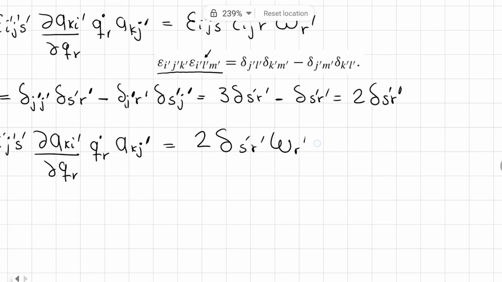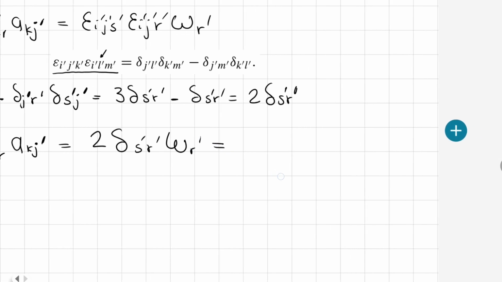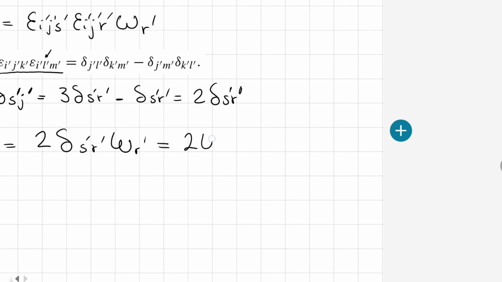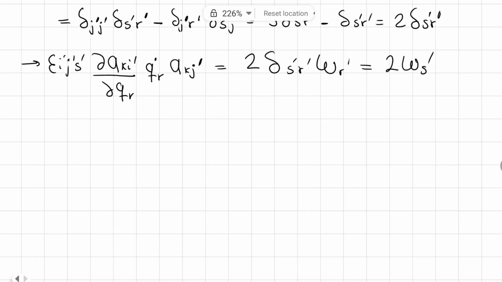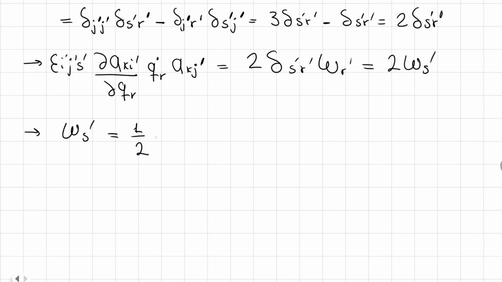Okay, and of course if we use this Kronecker delta we are going to get that this is 2 times omega s. Perfect. So if we reorder this equation we are going to get that omega s is equal to 1/2 the Levi-Civita ijs, the partial of aki with respect to qr dot akj prime.